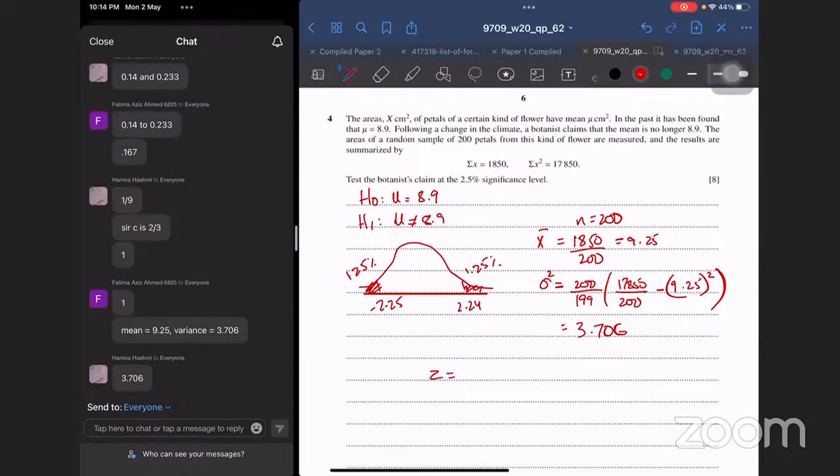Now let's test the test statistic को z value में convert कर लेते हैं। z आ जाएगा 9.25 minus 8.9 divided by 3.706 over 200 and a root.